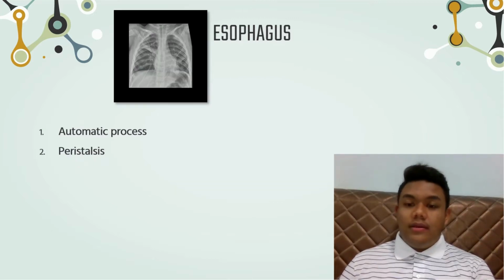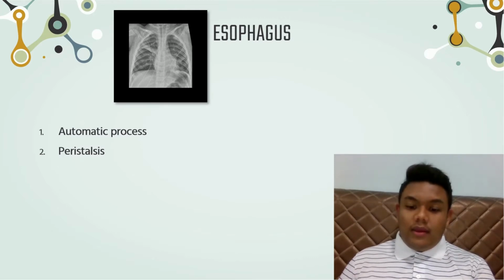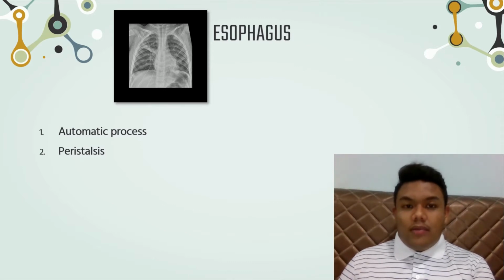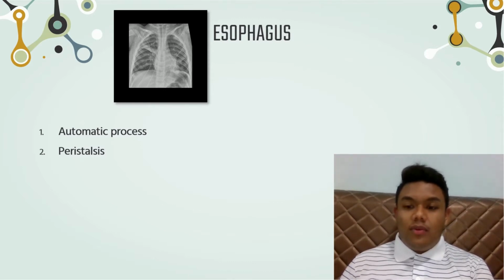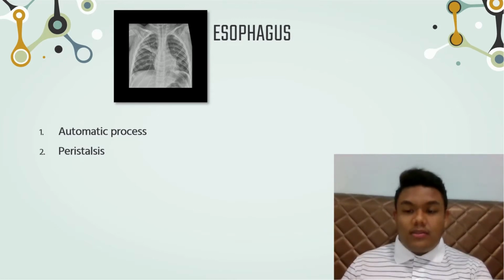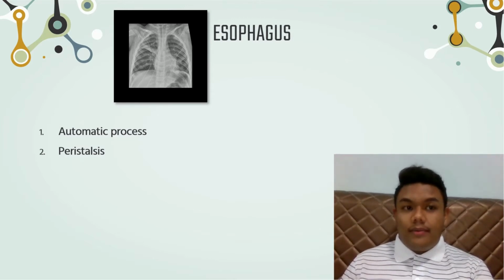Next is the esophagus. The esophagus is basically an automatic process. Once you swallow the bolus into your esophagus, the process becomes automatic, and your brain signals the muscle of the esophagus and peristalsis will begin. Actually, the esophagus just passes the bolus down through it. So the bolus will go down to the next structure, which is the stomach.